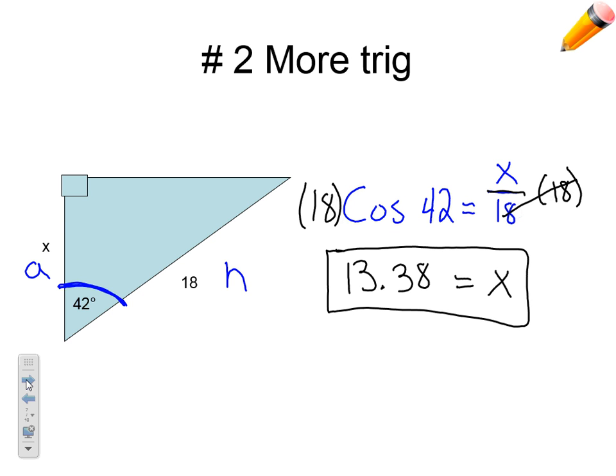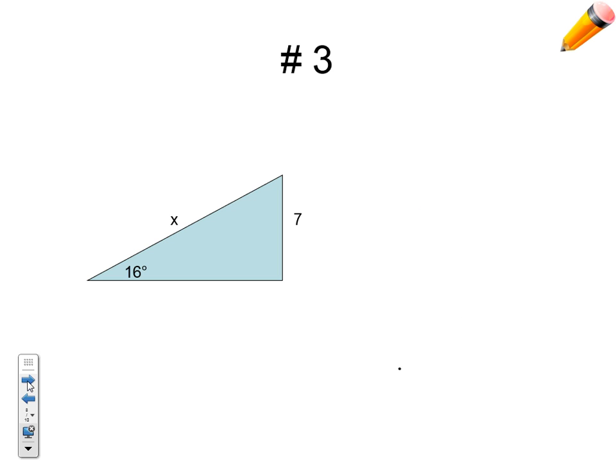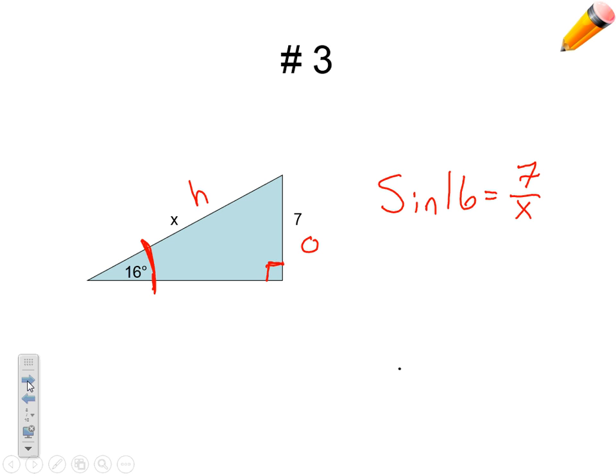All right, moving on to example number 3, ladies and gentlemen. Here we go. First thing, find your angle, label what you know. Here's my right angle. So I know this angle, I know my opposite, and I know my hypotenuse. So opposite and hypotenuse is sine. So I have the sine of my angle degree, which is 16, equals opposite 7 over the hypotenuse, which is x. So same as before, get rid of division.